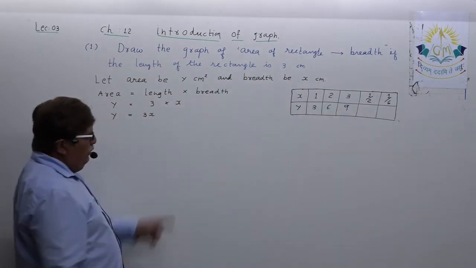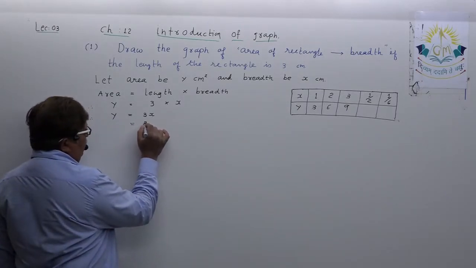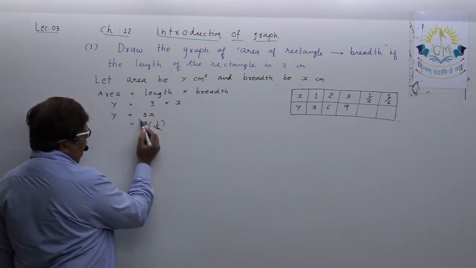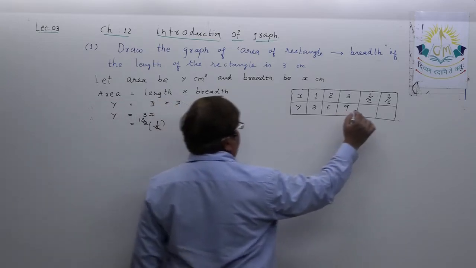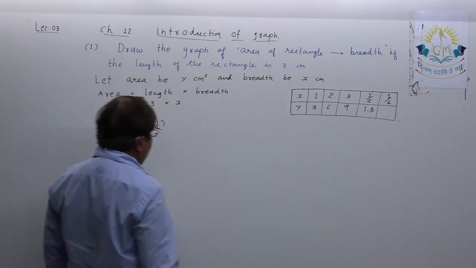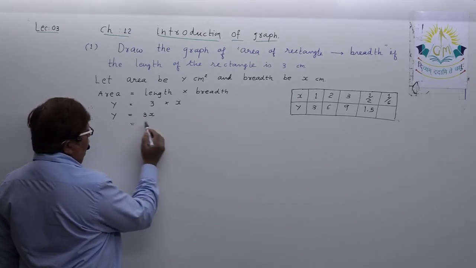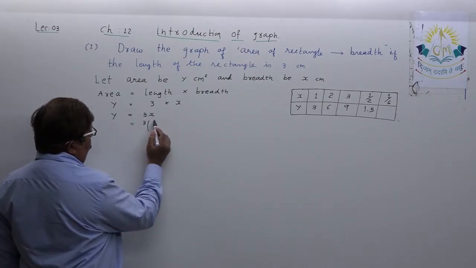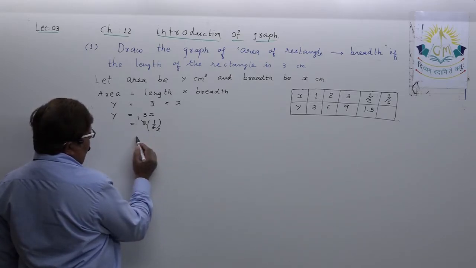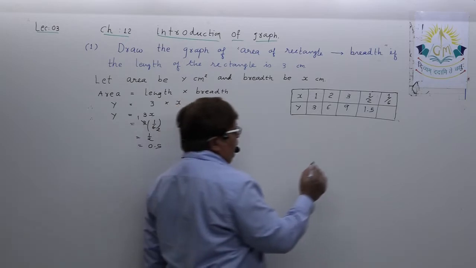Now, dear student, if you take x as 1 upon 2, then what happens? 3 into 1 upon 2, just cancel, 1.5. Understood? If you take x equal to 1 upon 6, it is like 3 into 1 upon 6, cancel, 1 upon 2, which is equal to 0.5.